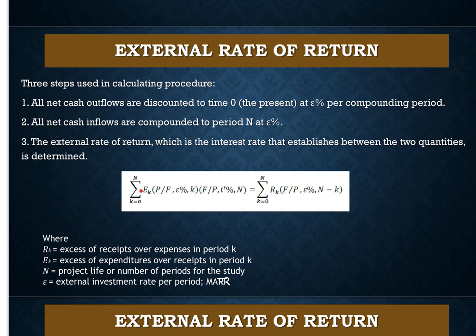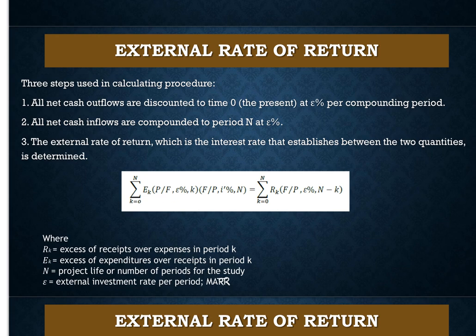And once we get MARR, we go to the second step: all net cash inflows are compounded to period end at the external rate of return percent. For the inflows, we convert them to the future. So first, finding F given P, where R is receipts or revenues. The interest rate we will use is the external investment rate, or your MARR. So first we use the receipts. Now, again, inflow uses future worth, and outflow uses present worth.